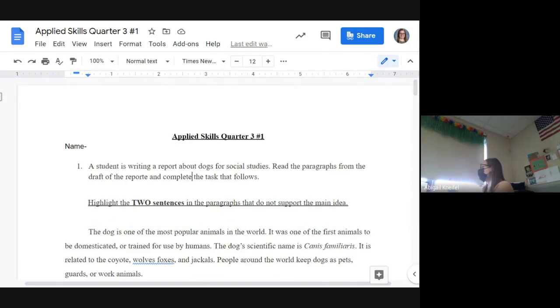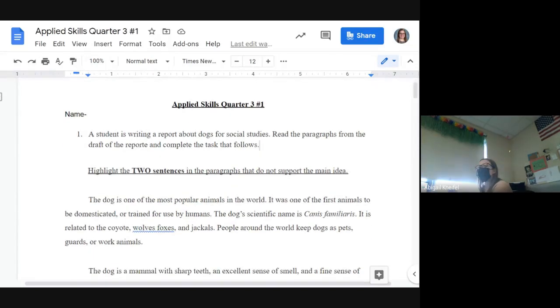A student is writing a report about dogs for social studies. Read the paragraphs from the draft of the report and complete the task that follows. What is the task? The task is to highlight the two sentences in the paragraph that do not support the main idea. How many sentences total are we going to highlight? Show me. Two. And explain to me which two in your own words. Dylan? The two that don't support the central idea. Yeah, the two that have nothing to do with what we're reading about, okay?